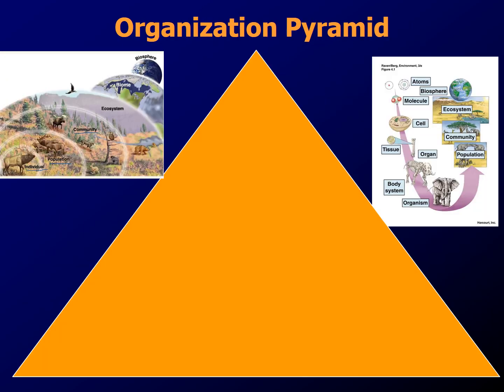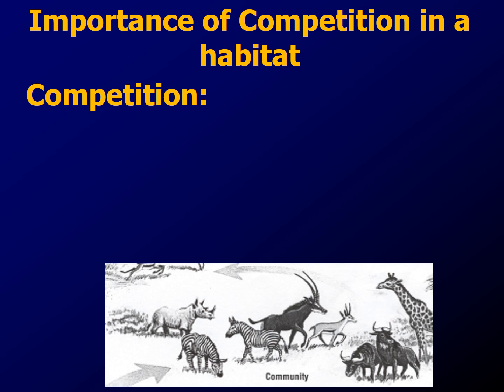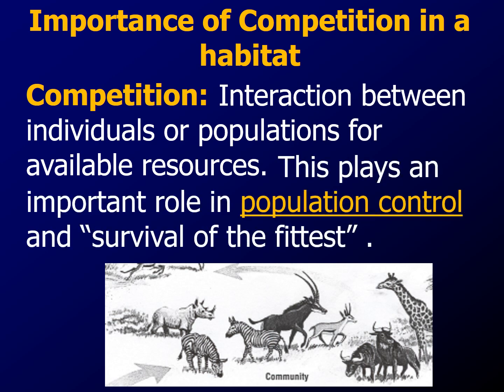So far, you've studied the arrangement of things from the molecular level to the cellular level, and now the ecological level. There is a hierarchy in which all of these levels fit together, as you can see. In the habitat of an ecosystem, competition plays a very important role. Competition is defined as the interaction between individuals or populations for available resources in a specific environment. This plays an important role in population control because only those organisms that are best fit for the conditions in that environment will survive.